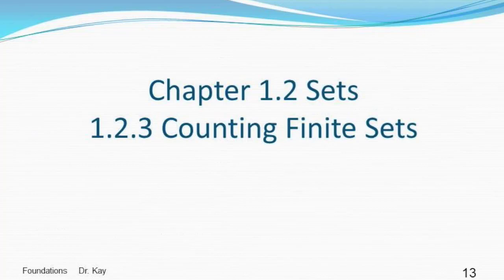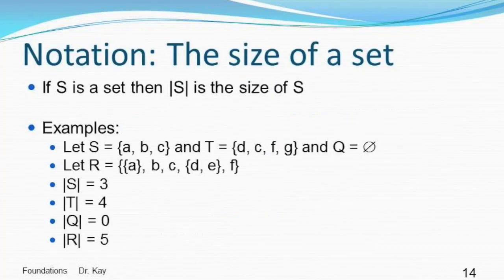Let's go on to 1.2.3 and talk about counting briefly. If S is a set, then we're going to use this notation, these bars around the S, to represent the size of S. So for example, S is the set containing A, B, C; T is the set containing D, C, F, G; Q is the empty set; and R is this weird set.